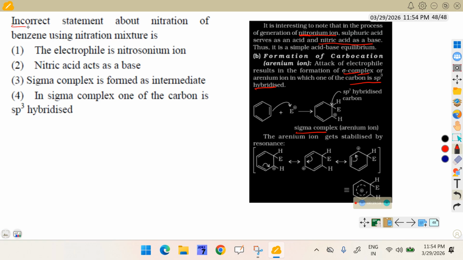Incorrect statement about nitration of benzene using nitrating mixture. The electrophile is nitrosonium ion. No, wrong. This is the incorrect one. What is the electrophile? Not nitrosonium, nitronium ion. Nitric acid acts as a base. Yes, here given nitric acid acts as a base. Correct. Sigma complex is formed as reaction intermediate. Correct. In sigma complex, one of the carbon undergoes sp3 hybridization. Correct. So first option incorrect.